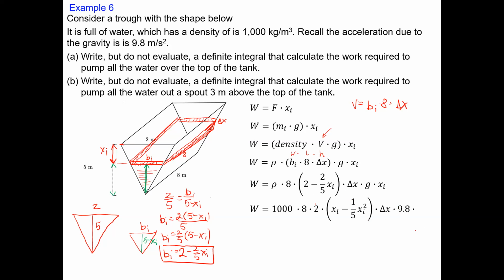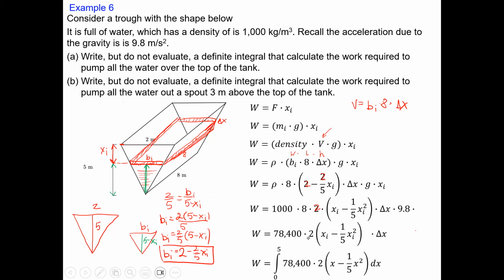What I also did, I factored out 2. We can see 2 and 2, it will be just easier. And then I multiply each of them, density times 8 and times 7.8, and I keep that 2, delta x, and I also distribute x sub i. You may notice x squared. And now we have to integrate this constant, and that's it, from 0 to 5, because we have to pump out the water from the bottom to the top, from 0 to 5 meters high, the shape of the trough.